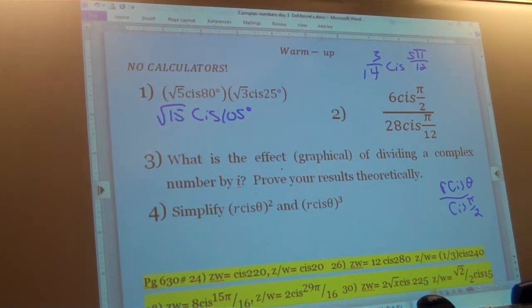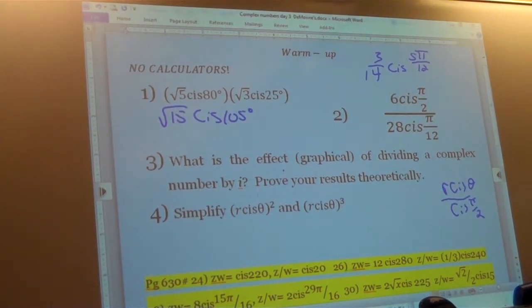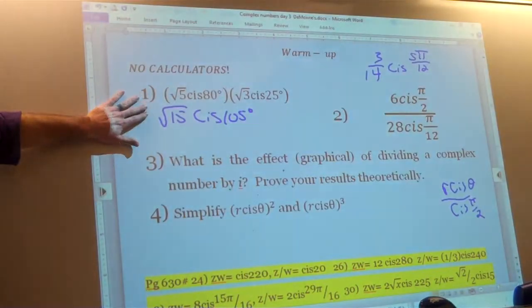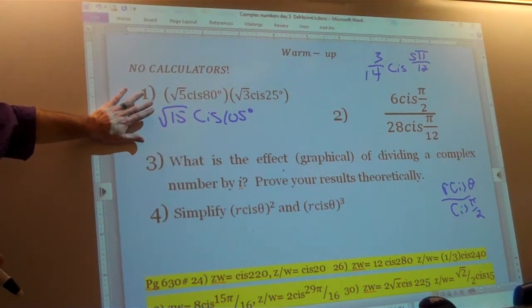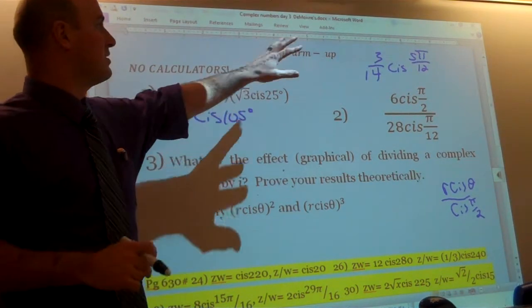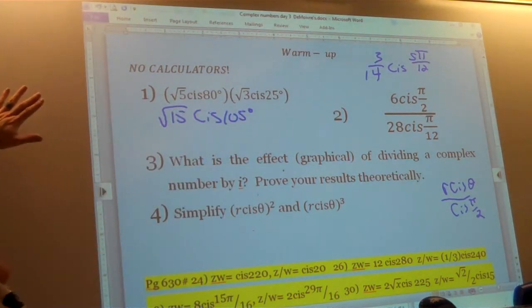All right. So let's see. That one was 6. Yeah. So that works. All right. We okay with the first two? Add the radii. Multiply the radii. Add the arguments. Divide the radii. Subtract the arguments. All right.